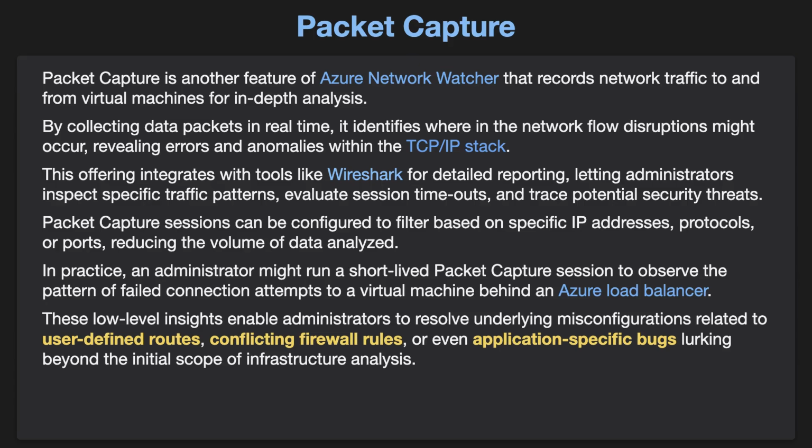In practice, an administrator might run a short-lived packet capture session to observe the pattern of failed connection attempts to a virtual machine behind an Azure load balancer. These low-level insights enable administrators to resolve underlying misconfigurations related to user-defined routes, conflicting firewall rules, or even application-specific bugs lurking beyond the initial scope of infrastructure analysis.